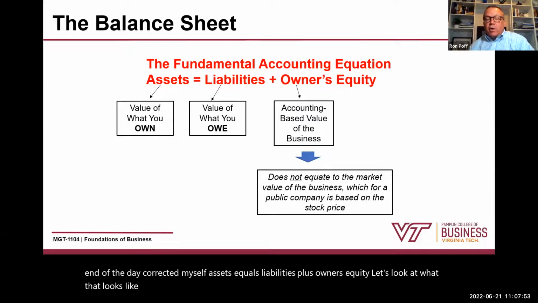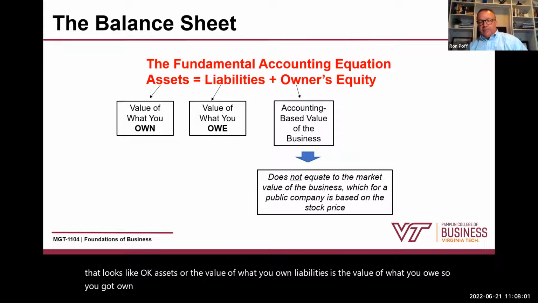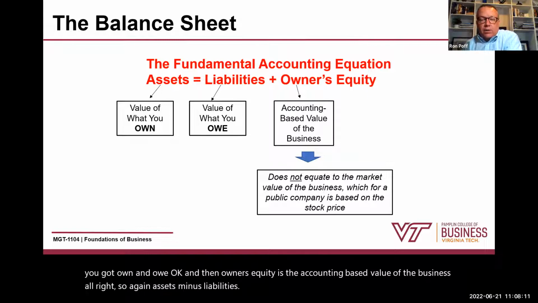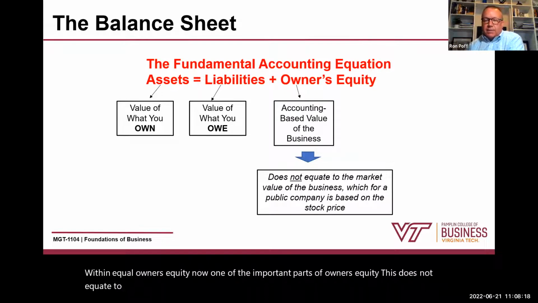Assets are the value of what you own. Liabilities is the value of what you owe. So you got own and owe, okay? And then owner's equity is the accounting-based value of the business, all right? So again, assets minus liabilities would then equal owner's equity. Now, one of the important parts of owner's equity, this does not equate to the market value of the business, all right?